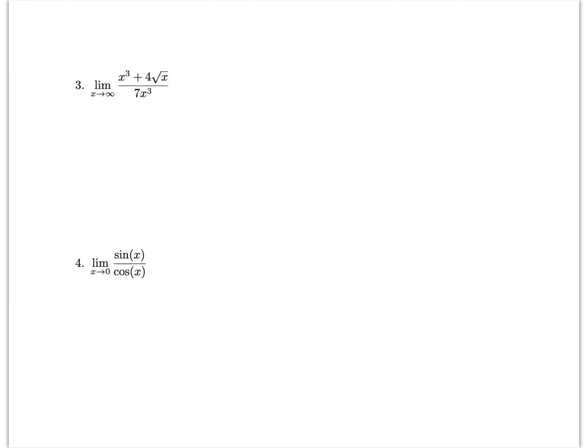Number 3, we're going to take the limit as x goes to infinity of (x cubed plus 4 root x) over 7x cubed. I'm going to start by just trying to plug in infinity, and I see that this is going to go to infinity over infinity. Right, so a big number cubed goes to infinity, this goes to infinity, this goes to infinity. All right, so that infinity over infinity is one of the forms where we are allowed to invoke L'Hopital's rule.